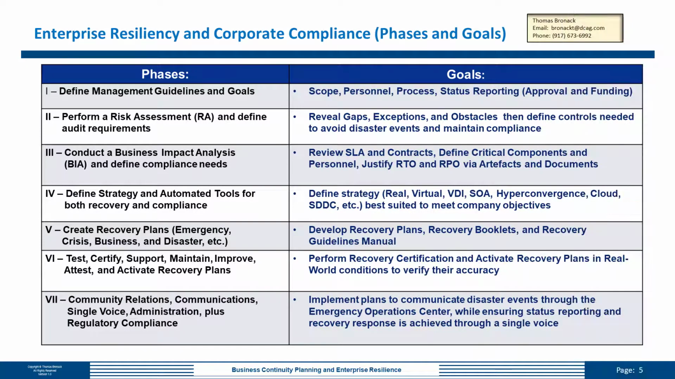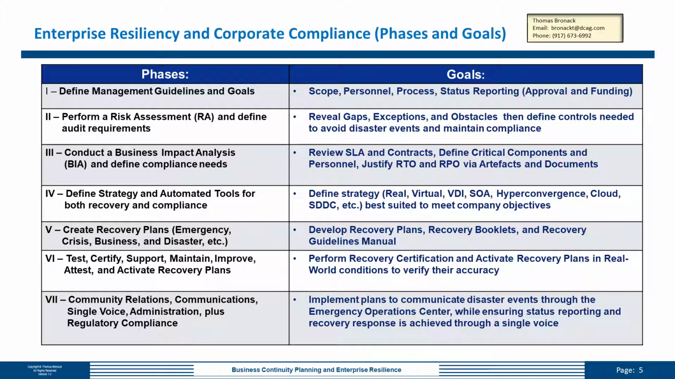Enterprise resilience and corporate compliance, phases and goals. Enterprise resilience utilizes all of the business continuity disciplines to protect an organization from service interruptions, while corporate compliance ensures that your company complies with the laws and regulations of the countries where you perform business. There are 7 phases to implementing enterprise resilience and corporate certification that are listed here with the phase goal explained.